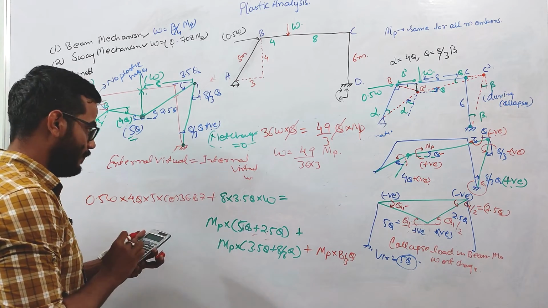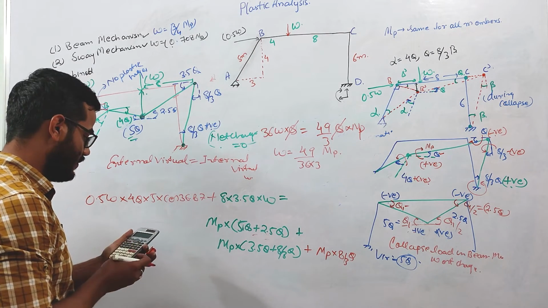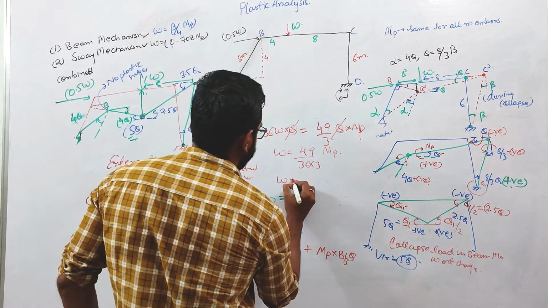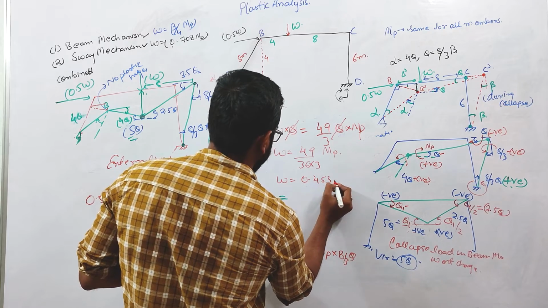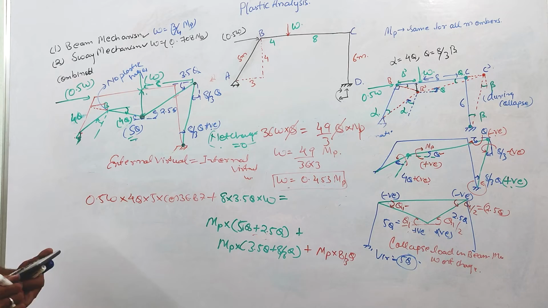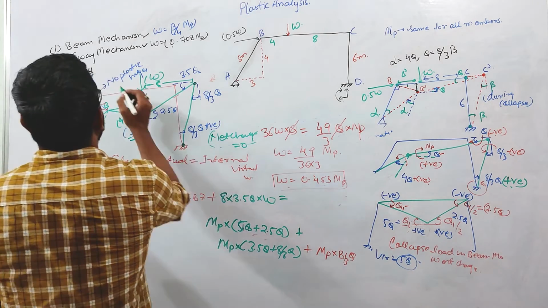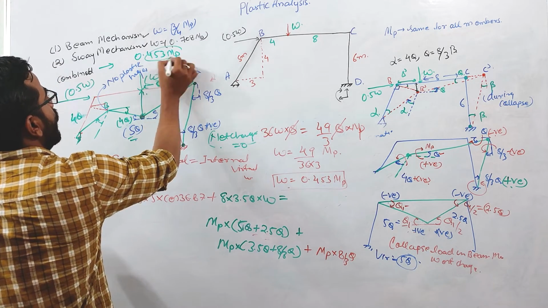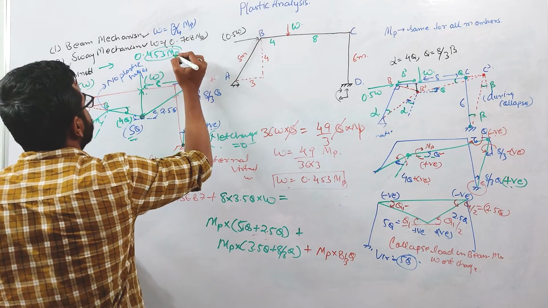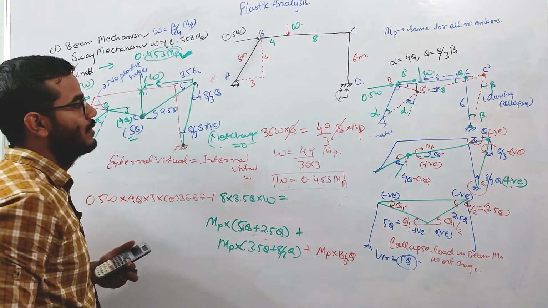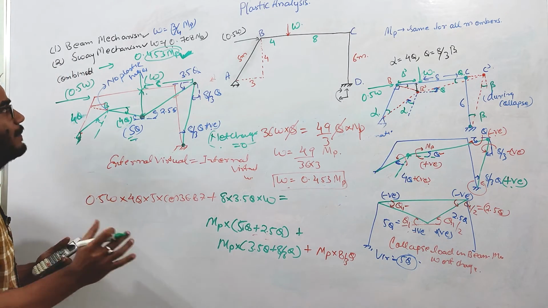So what will be the value? 49 divided by 36 divided by 3. The value comes out to be W equal to 0.453 MP. This is the collapse load in the combined mechanism. So this is our collapse load; in combined mechanism the value comes out to be 0.453 MP. Now, out of these three collapse load values, this is our critical case, so we need to design our frame according to this load.